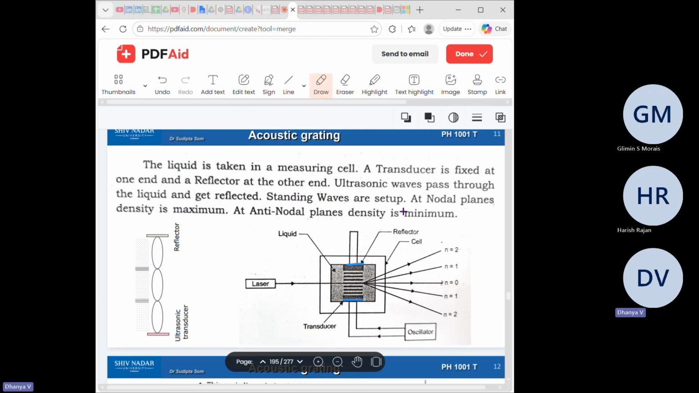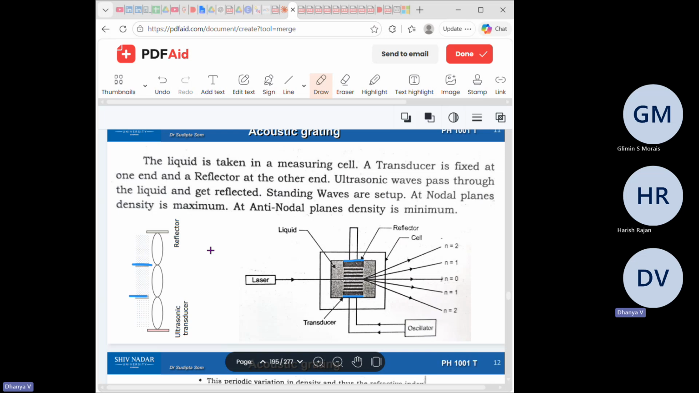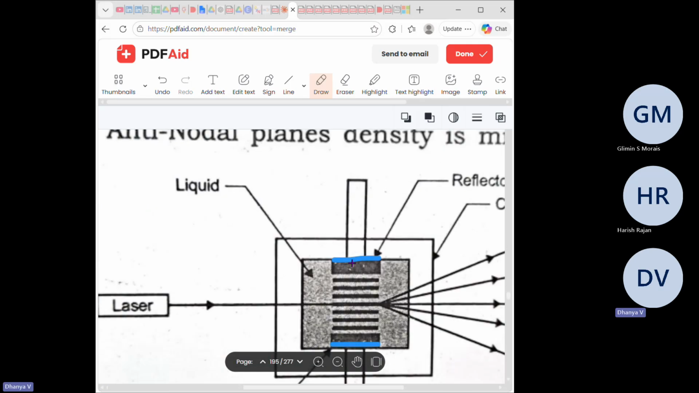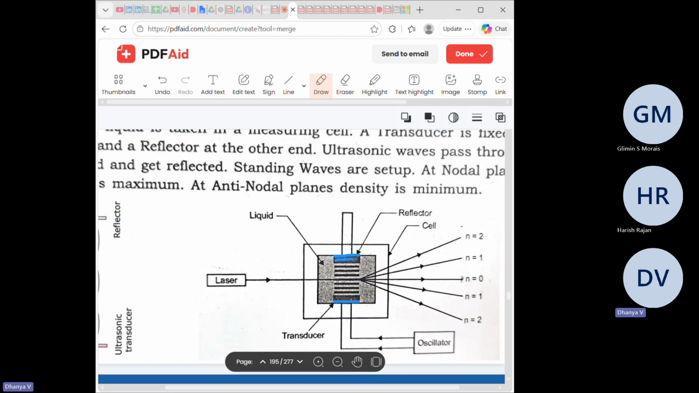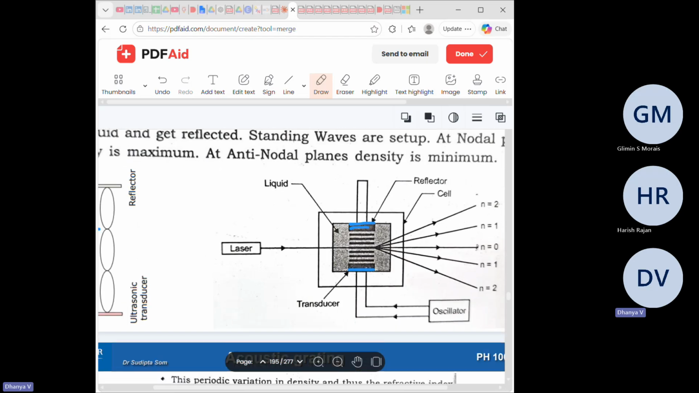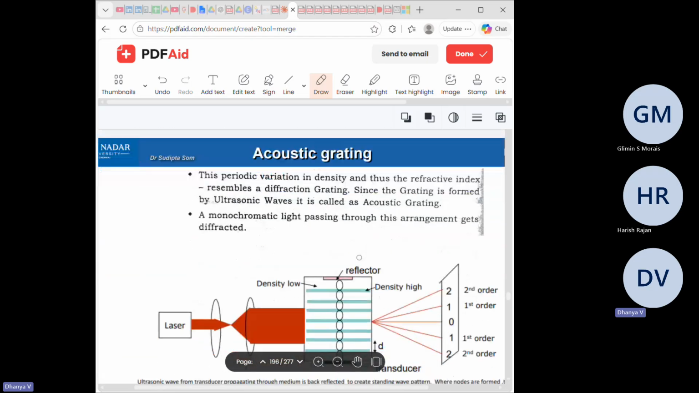At nodal planes, the density is maximum. Yeah, the density is the word I forgot. So the density at the nodes is the maximum, and at antinodes it is minimum. So hence you find black and white stripes. Wherever you find black, that means it is your node part, and the white region is your antinode part. So the density is more in your node part, and less in your antinode.